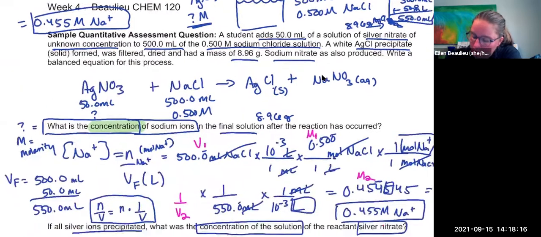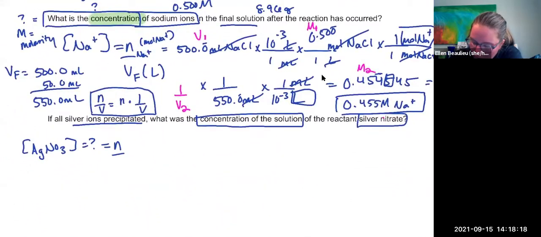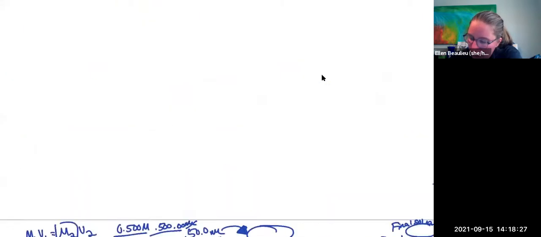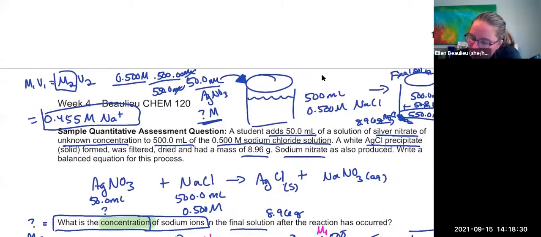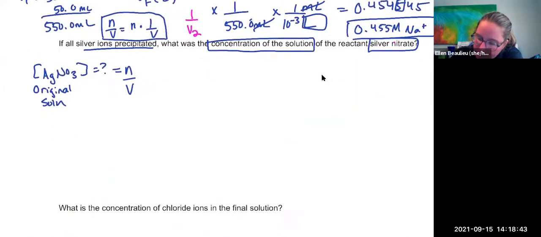So what is a concentration? Again, a concentration is moles per volume, but what volume? In this case, this is the original solution whose molarity we don't know, but we do know that all the moles of this came in this volume. So here's the volume that it's talking about. We know the volume of this solution. We don't know its molarity. So this is going to be the volume of that silver nitrate solution.